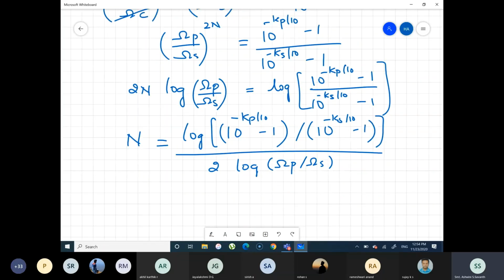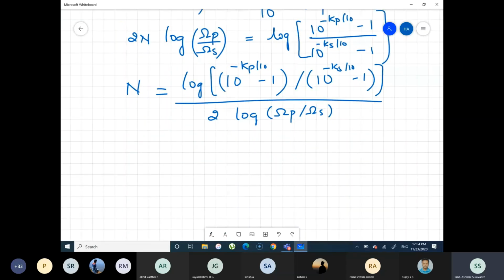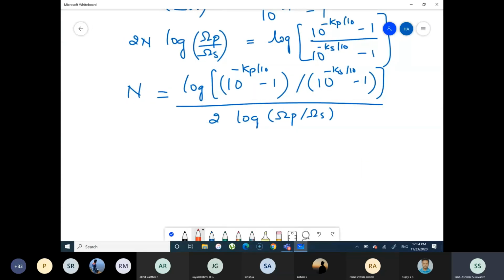So to find the cutoff frequency omega c, what is it that we have to do? Take your equation 2. What is your equation 2? (Omega p by omega c) to the power 2n equals 10 raised to the power minus kp by 10, minus 1.